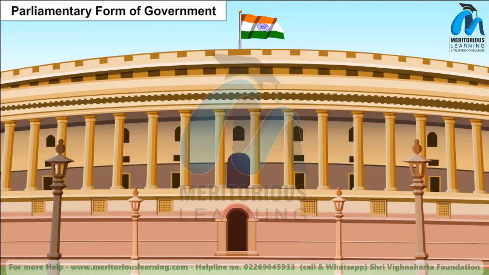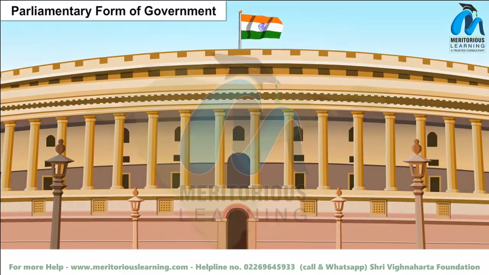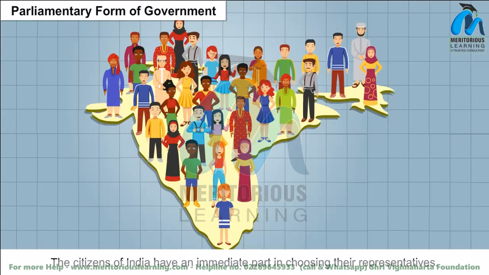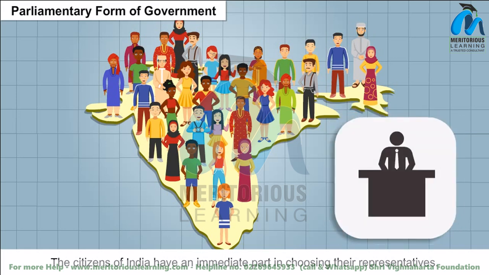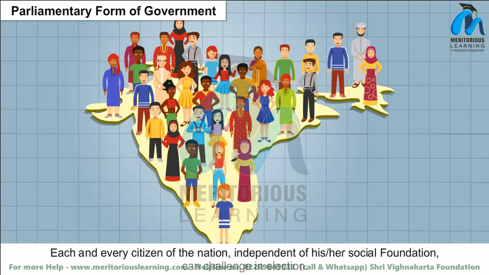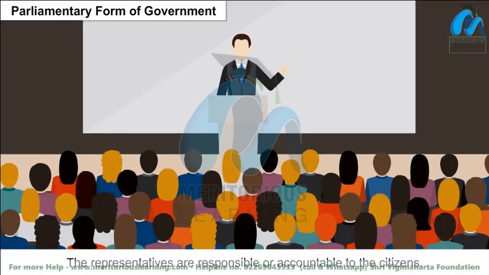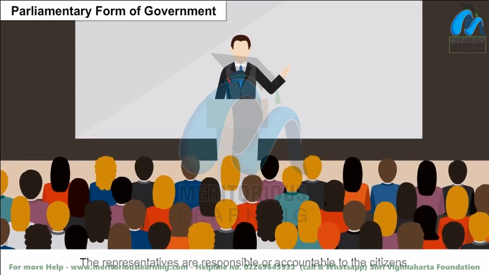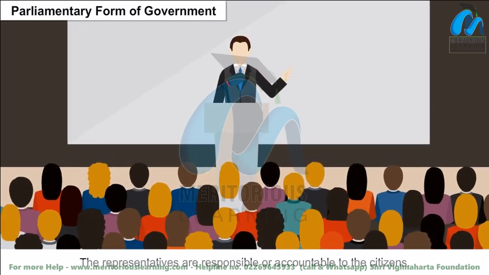Parliamentary form of government. The citizens of India have an immediate part in choosing their representatives. Each and every citizen of the nation, independent of his or her social foundation, can contest in election. The representatives are responsible or accountable to the citizens.